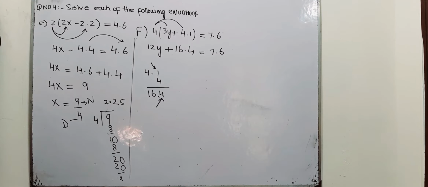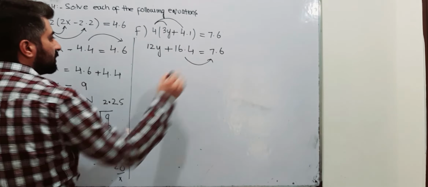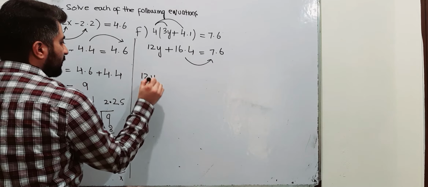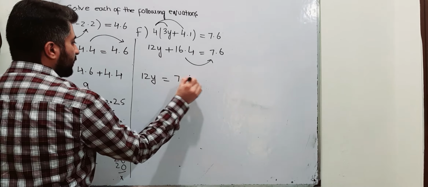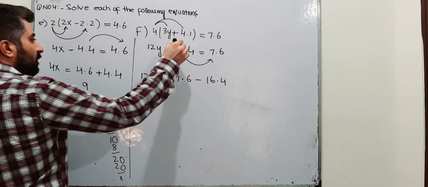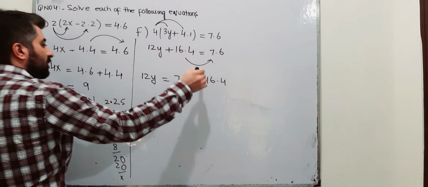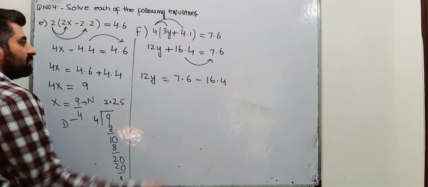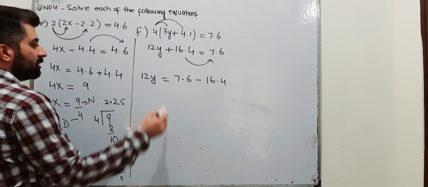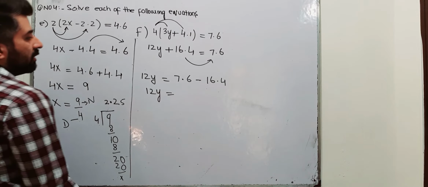So the next step is you are going to isolate y. That means you are going to move this number to that side. So 12y will be equal to 7.6 minus 16.4. You have just moved this 16.4 to the other side of the equation. This positive sign is now converted into a negative sign when you shift it to the other side of the equation. So 12y will be equal to 16.4 and 7.6.